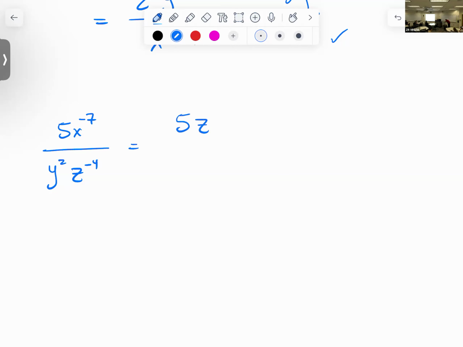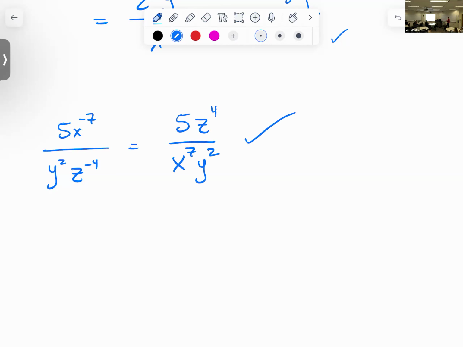So that z is going to move up, which becomes z to the 4th. Y, just because x comes before y. X to the 7th, y squared. That's it, right? There's nothing else to do. So knowing when to stop is crucially important.